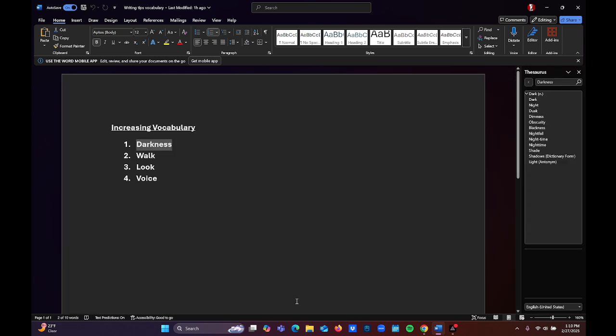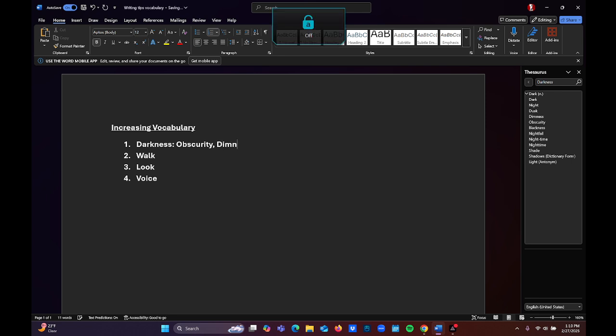Oh, here's a thesaurus. Let's look at thesaurus. I like obscurity. So let's put in obscurity. Let's also put in dimness, if I can spell it.